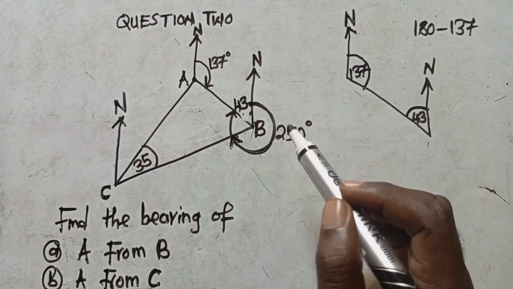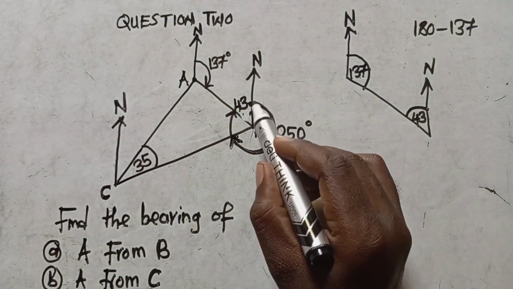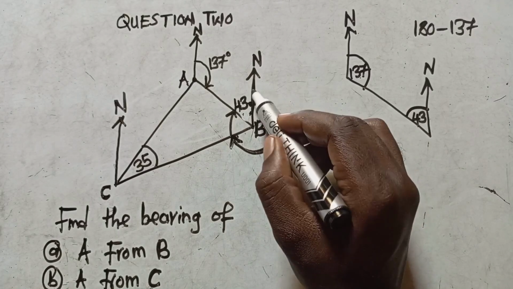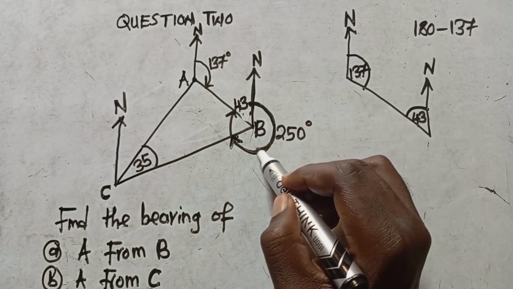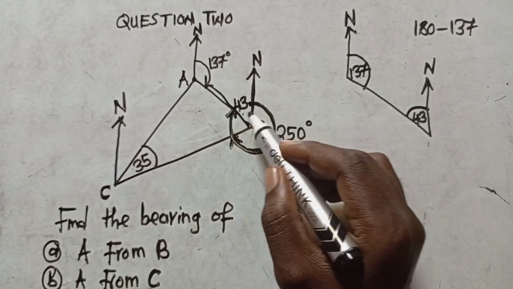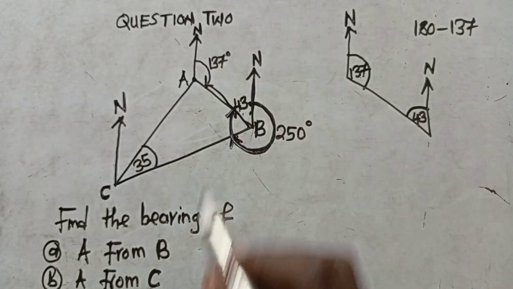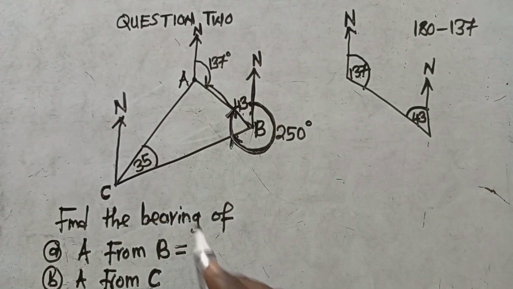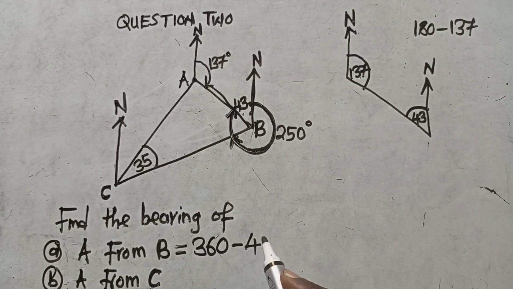So we are finding the bearing of A from B. This is B, the north B. So from here, I move up to this point, I meet line A. This is line A here. So I'm just excluding this part. So to answer this, I will just say 360 minus that 43 that is there. This is what I need to do. These are certain things you have to know. This is what you need to understand.